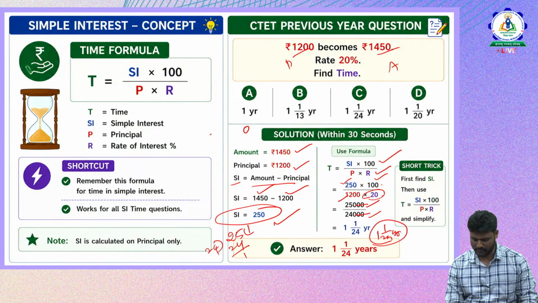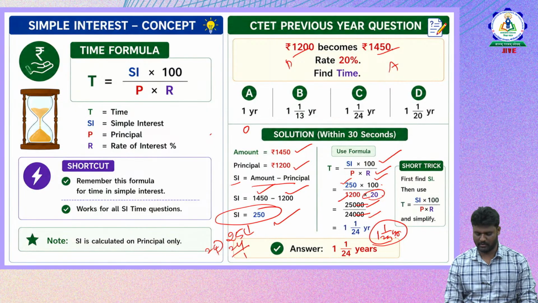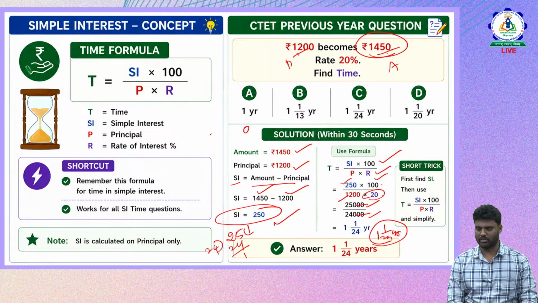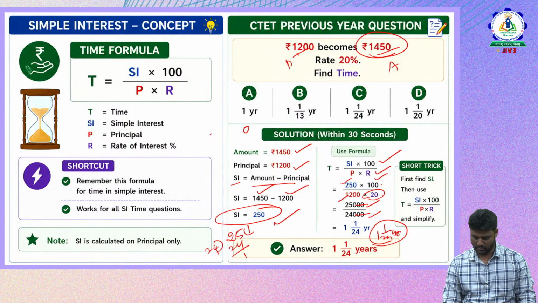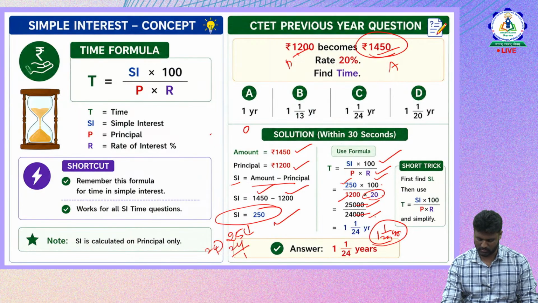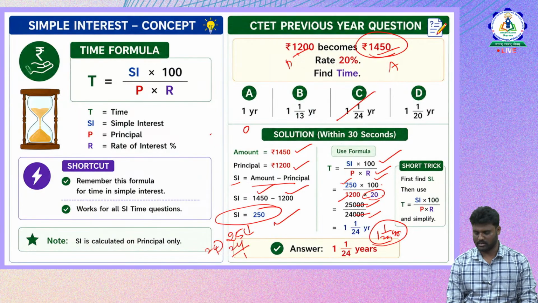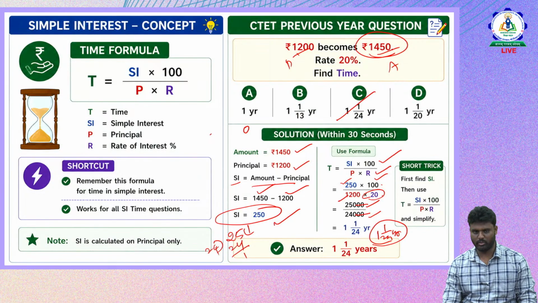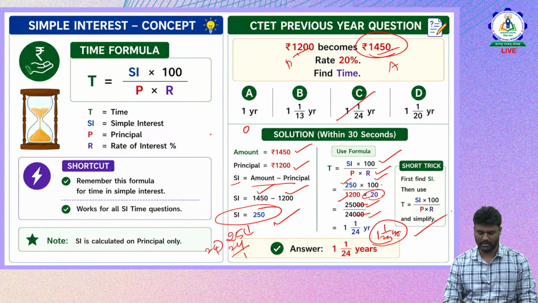Okay, so this is the time for which the principal amount becomes this much amount. So the answer is 1 year 1 by 24, and that option is correct. 1 year 1 by 24, option C is the correct answer for this. Okay, so first find the SI, then use the SI is equal to PTR by 100 formula. From that you derive the T, and then simplify, you will get the solution.